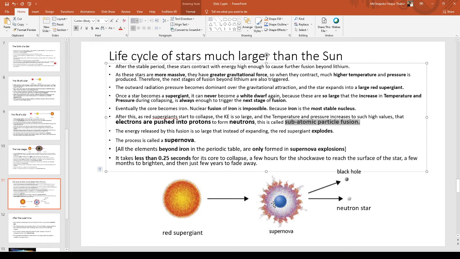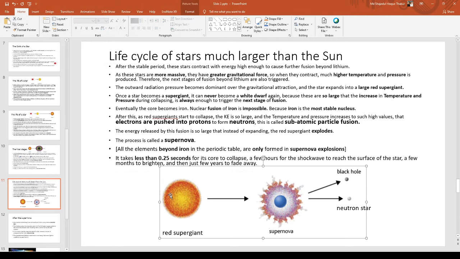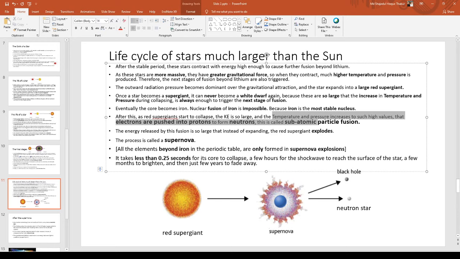Where will most of the subatomic particle fusion occur? Well, most of fusion occurs where? At the core of the star. Why at the core? Because it has the highest temperature and pressure, right? Similarly, subatomic particle fusion will also occur right at the core of the star, at the center of the star, like at the center of the supernova in this case.